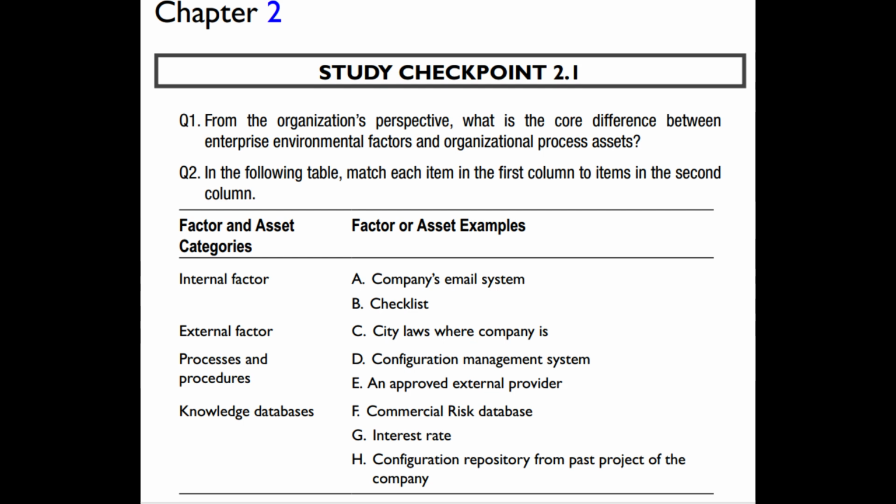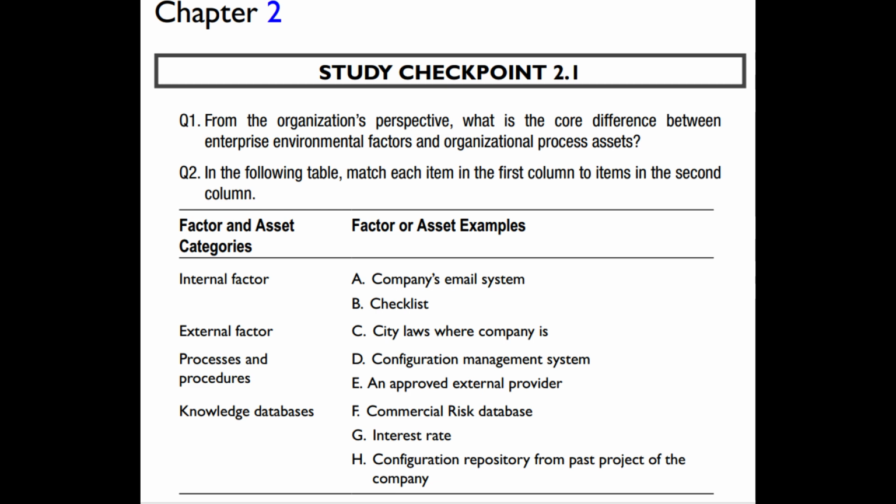Study checkpoint 2.1. Q1. From the organization's perspective, what is the core difference between enterprise environmental factors and organizational process assets? Q2. In the following table, match each item in the first column to items in the second column.